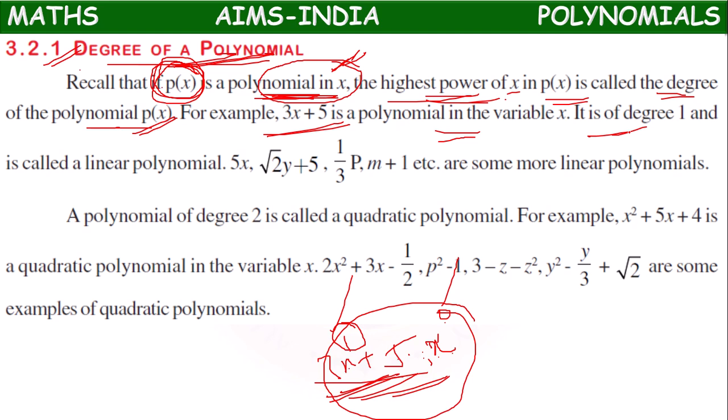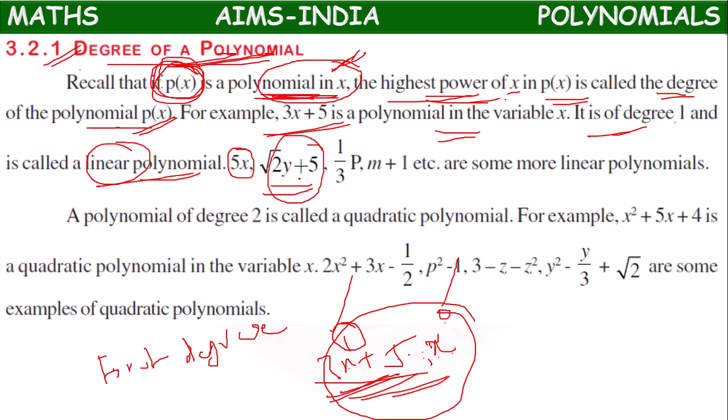So its degree is 1 and it is called a linear polynomial, or first degree. Linear means first degree, whose degree is 1; that is called a linear polynomial. So 5x is a linear polynomial, root 2y plus 5 is a linear polynomial, 1 by 3p, p power 1, m plus 1, m power 1. These are all examples of linear polynomials.